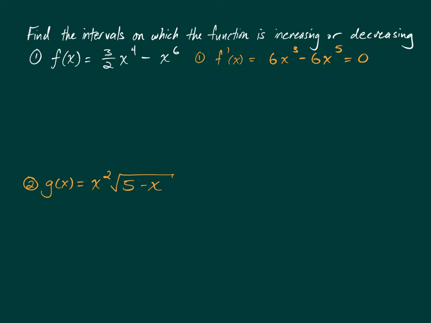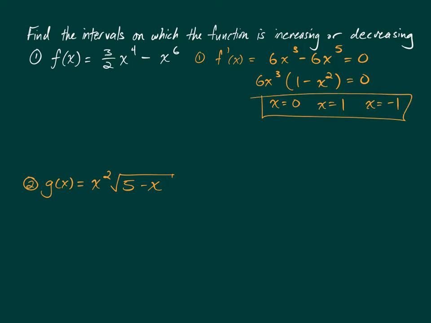So we can factor out a 6x cubed from both terms and get 1 minus x squared equals 0. And if you solve all of these factors for 0, solve them for x, after you set them equal to 0, you will get that x equals 0, x equals 1, and x equals -1. And so we have 3 critical values. And that is step 2, finding the critical values.